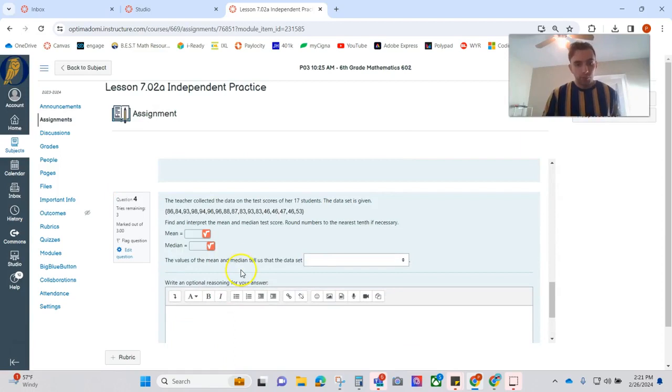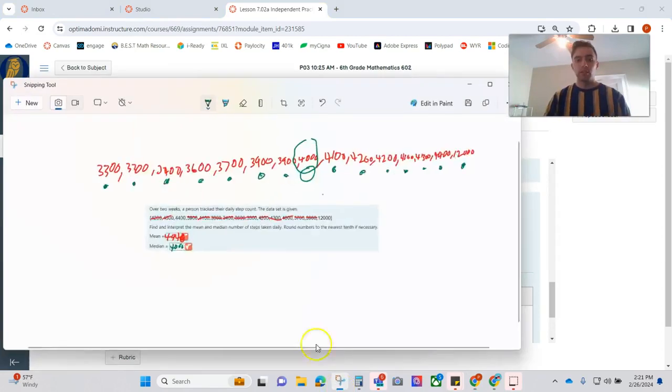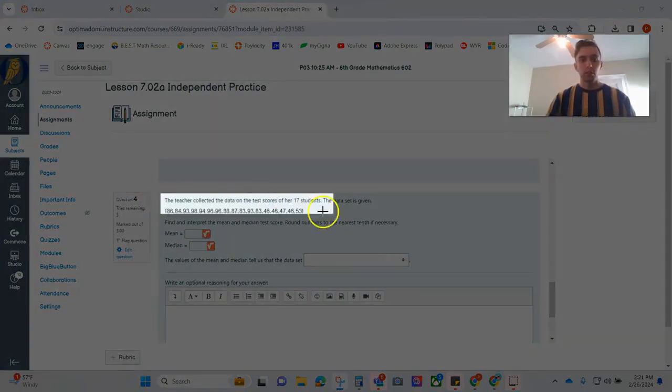Yay, question 4. Teacher collects data on 17 students. Now, let's check and see if there's actually 17 numbers. 1, 2, 3, 4, 5, 6, 7, 8, 9, 10, 11, 12, 13, 14, 15, 16, 17. Okay, there is actually 17 numbers. Good.